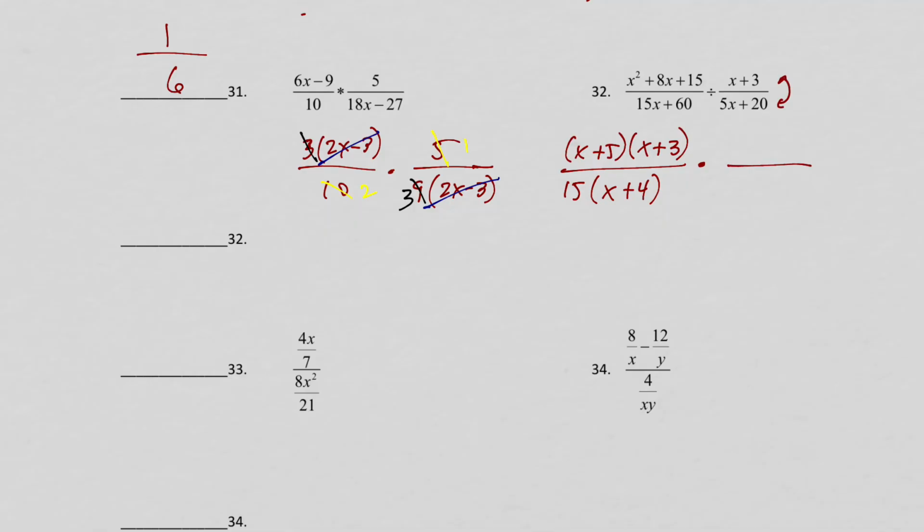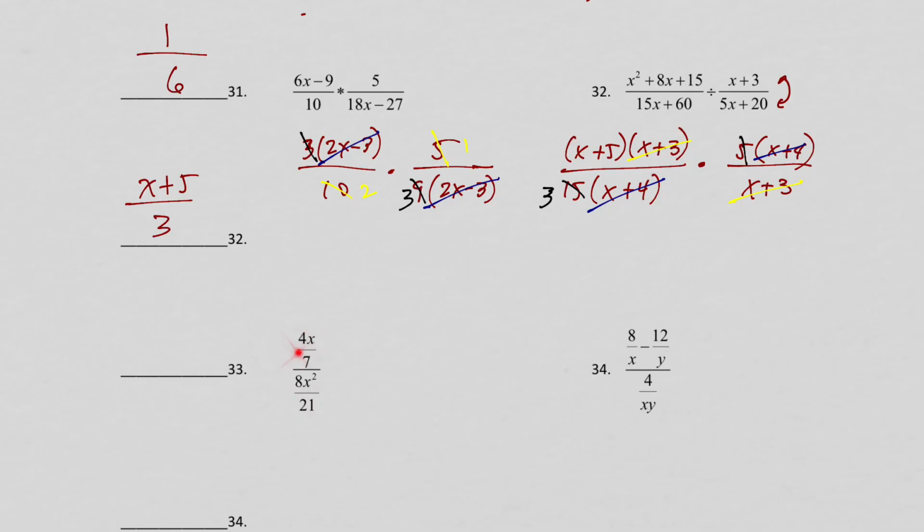So the x plus 3 goes on the bottom, and I'll put the top, I'll factor out a 5 and get x plus 4. So now I can start canceling. These x plus 4's cancel, these x plus 3's cancel, and 5 goes into 5 once, but into 15 3 times. So we multiply across the top and get x plus 5, and we multiply across the bottom and just get 3.